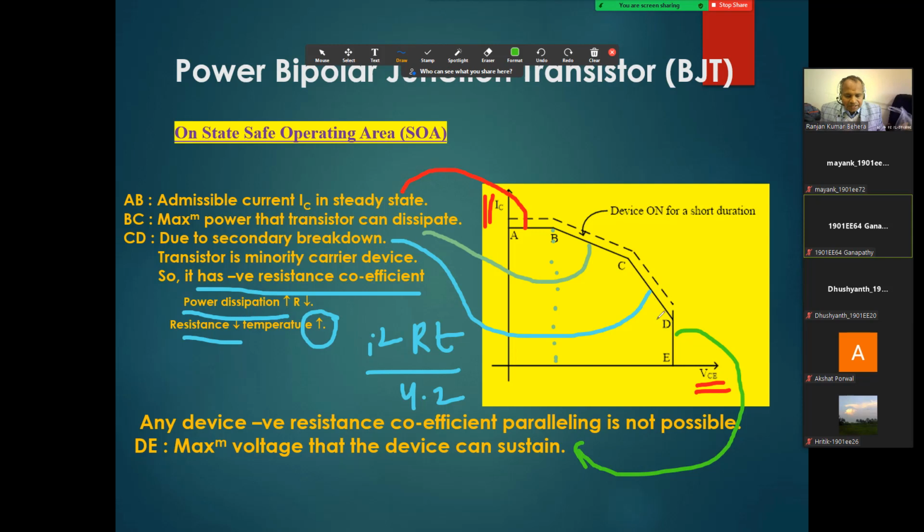And because it has the secondary breakdown, you cannot use this device for paralleling. Paralleling is not possible, because the junction temperature will be different.